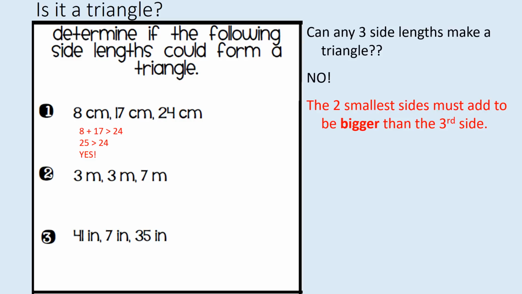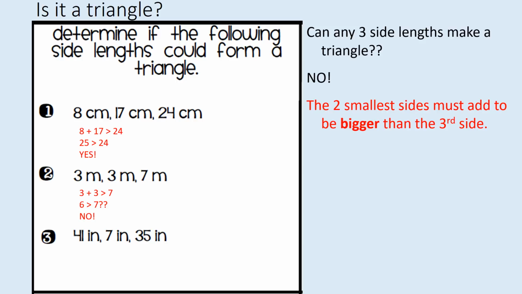On number two, we have 3, 3, and 7. Our two smallest side lengths are 3 and 3, so we're asking ourselves, is 3 plus 3 greater than 7? And 3 plus 3 is 6, which is not greater than 7, it is less than 7. So our answer would be no. Those three side lengths do not form a triangle.